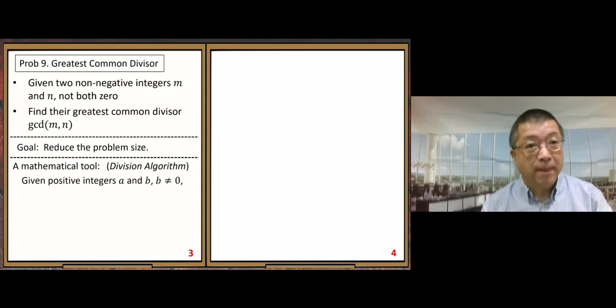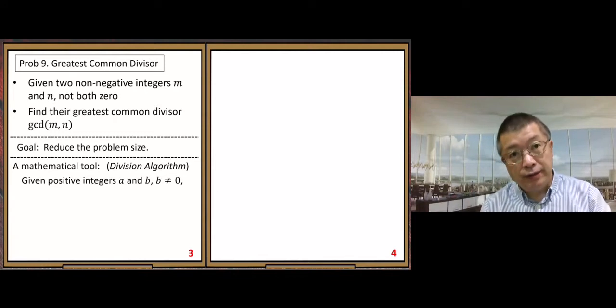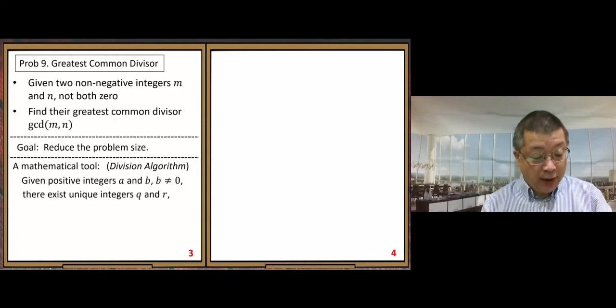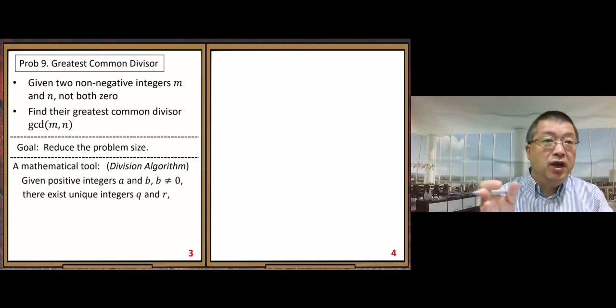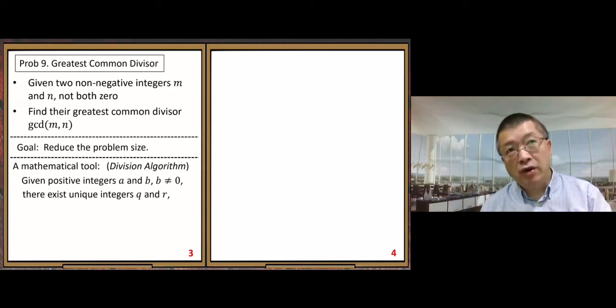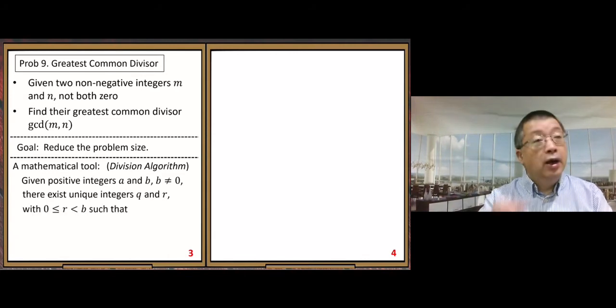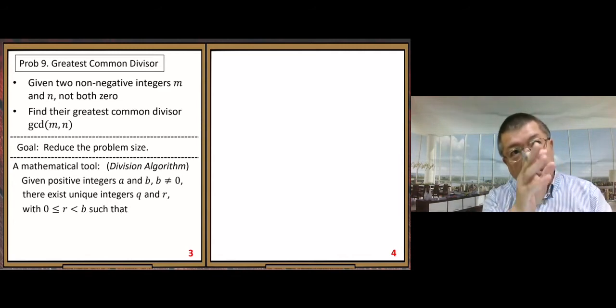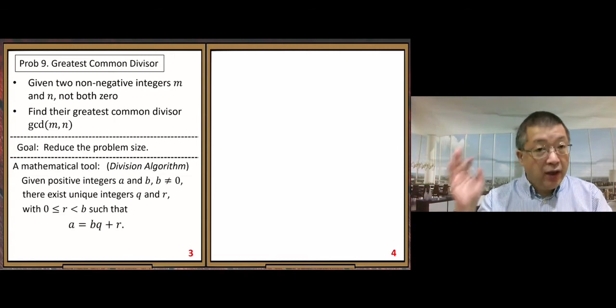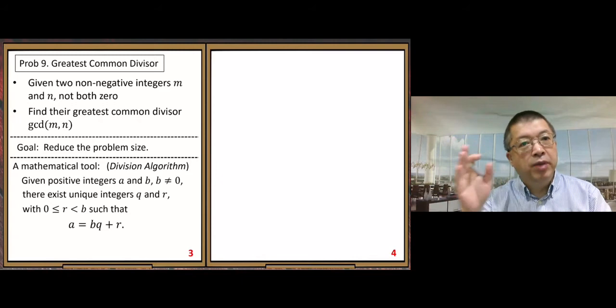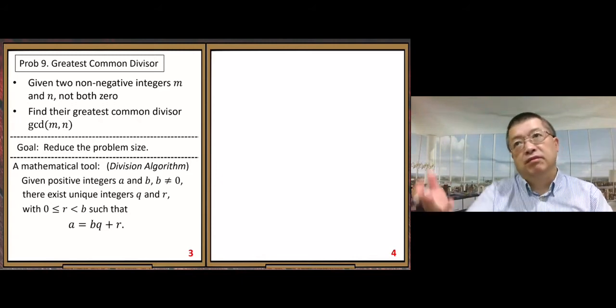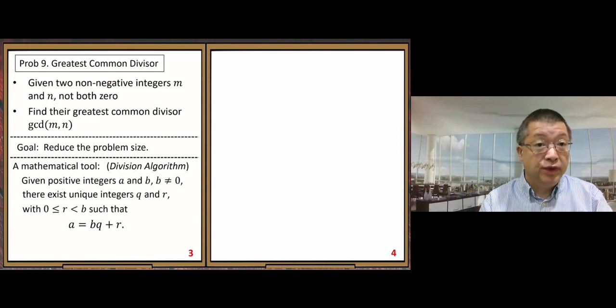Here, let me write it this way. Given two positive integers a and b, with b not equal to 0. Okay, the divisor cannot be 0. Then there exist unique integers q for quotient and r for remainder, with 0 less than or equal to r, strictly less than b, such that a equals b times q plus r. That's the division algorithm, the standard format for the division algorithm.